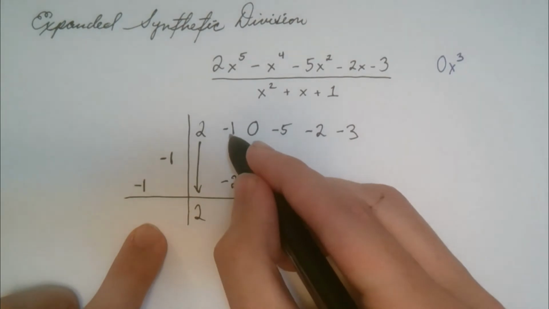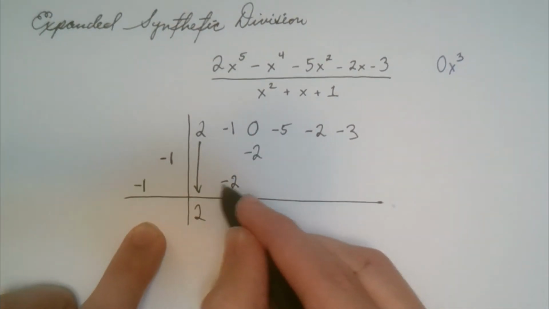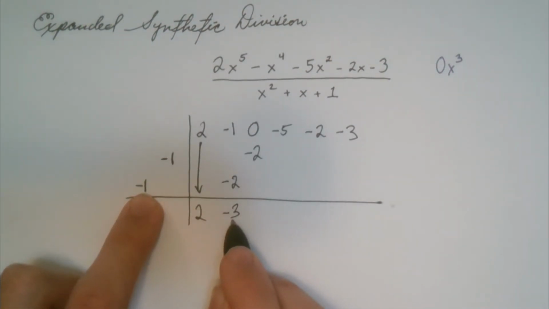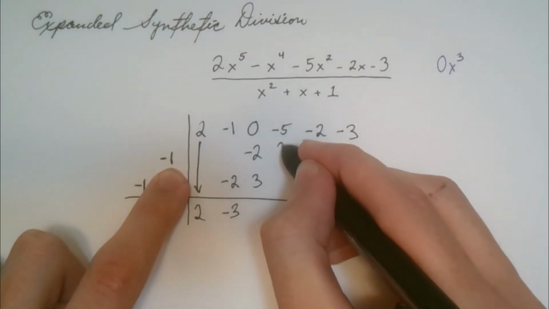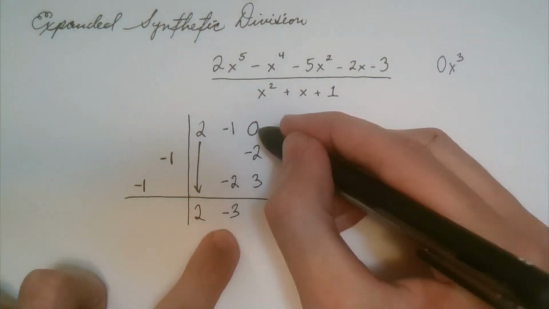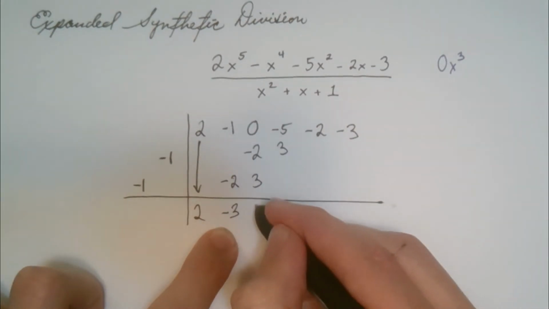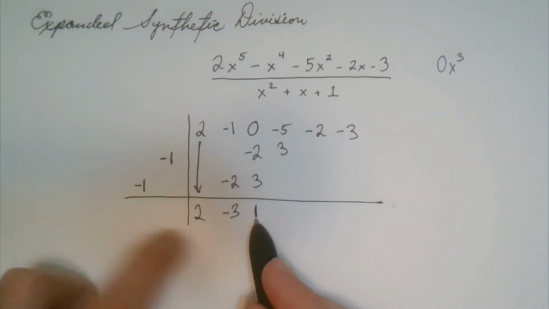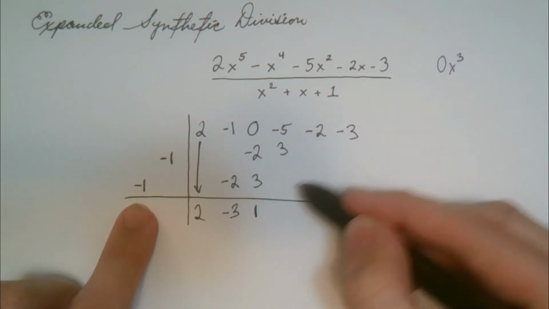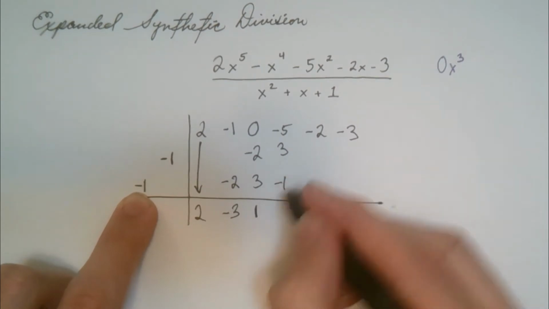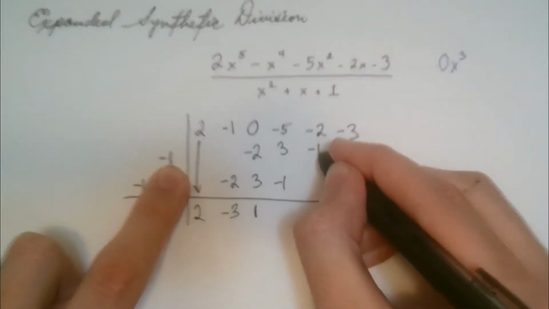Okay, now I do -1 plus -2, which is -3. And now I take -3, I multiply it by -1, that's +3. I do that again, which is +3. Now I take 0 minus 2 plus 3. Okay, that's going to be +1. Alright, and now on to the next stair step here. 1 times -1 is -1. 1 times -1 is -1.